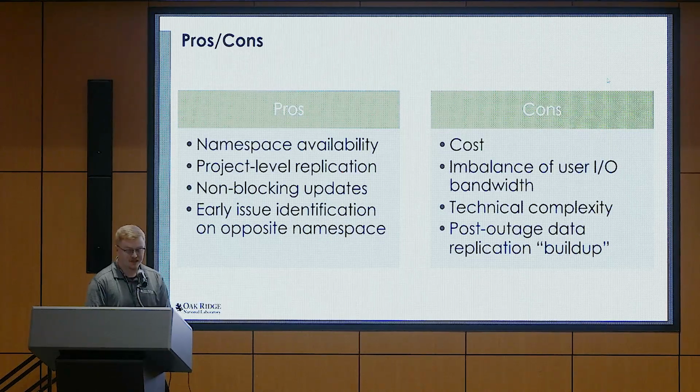So looking into some of the pros and cons of a setup like this. One of the largest pros is namespace availability, right? Users don't have to care about Lustre Cyclone or Lustre Storm. They can just write to Lustre Active, and they don't care if we have to do a maintenance. They can continue to work and do their jobs and get output. As long as they do replication, they'll keep on working, and their jobs will keep continuing on.